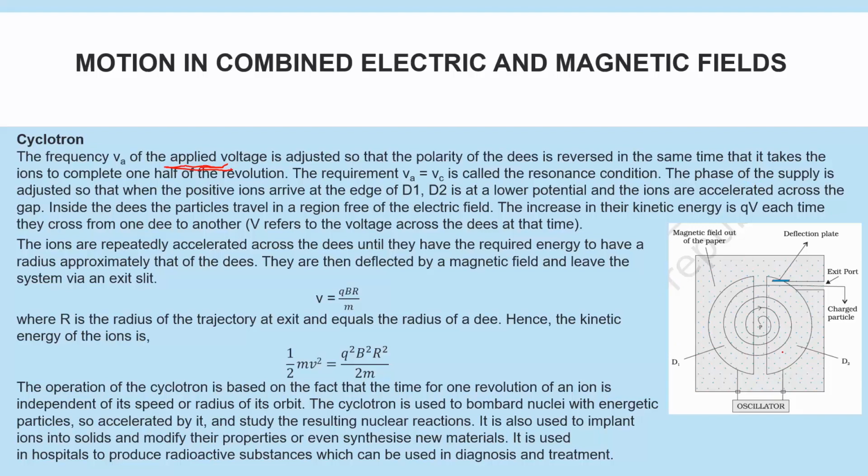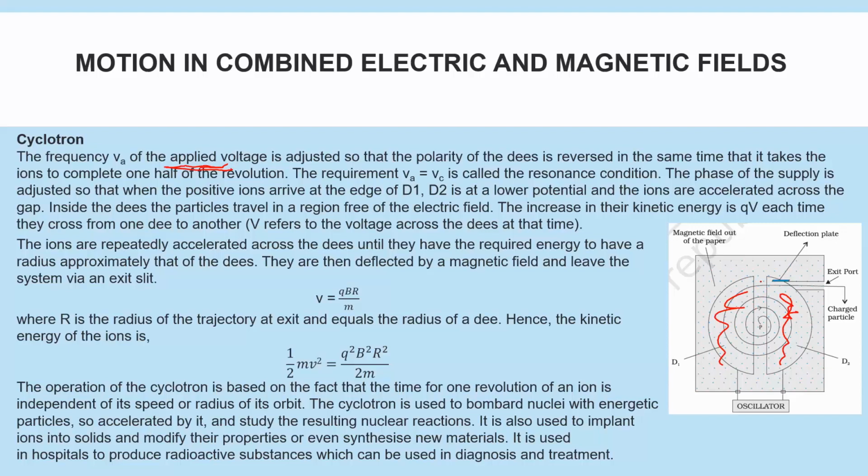So the phase of the supply has to be adjusted. Okay, so when the positive ions arrive at the edges of these two Ds, it needs to be at the low potential. And when it is changed, the ion needs to be accelerated across this gap. Okay, and so it enters the other D. Inside the Ds, the particles travel in a region free of the electric field. There is no electric field in this container and also in this container. Okay, so inside these Ds there is no electric field. Only in these gaps the electric field is experienced by the particle.